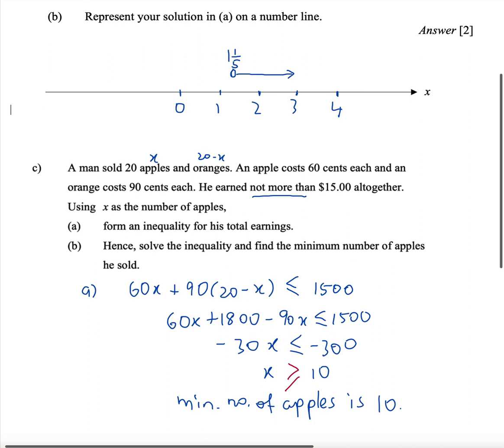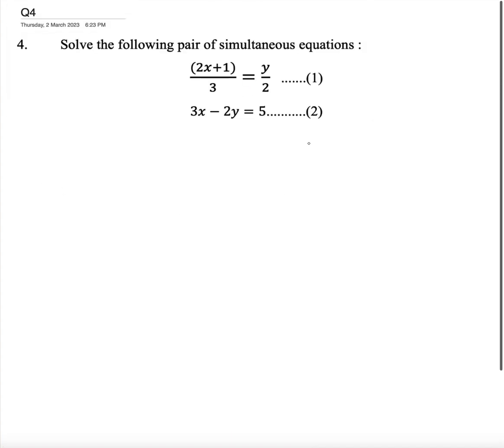We'll now move on to the next sum. In the next sum, we have a pair of simultaneous equations. The first equation is a fractional equation. We need to rewrite it into the linear form. Therefore, to do that, we multiply by 12 on both sides. When you multiply by 12, we can cancel the denominator.